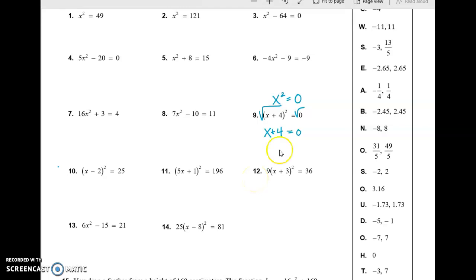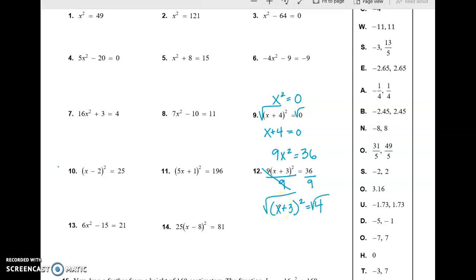12 is a little different. If you thought of this as 9x squared equals 36, what would you do first? Well, you would divide by 9. So that's what we're going to do here. When you do that, you're left with (x + 3) squared equals 36 divided by 9, which is 4.